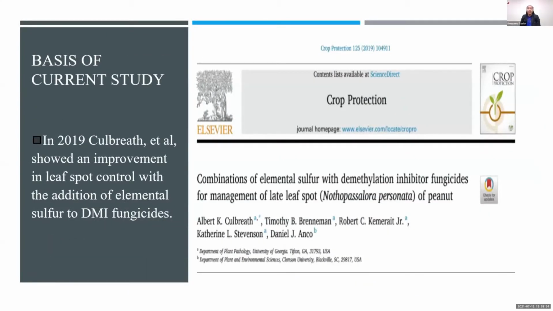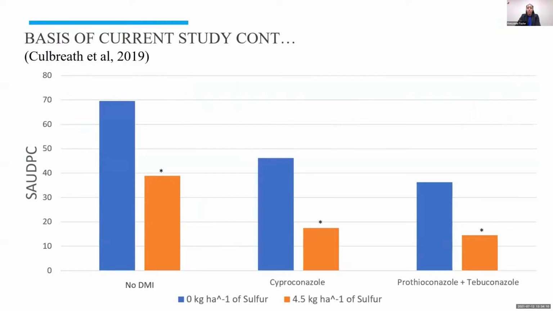Recently, there has been an effect of mixing sulfur with DMI fungicides shown by Colbert et al. in 2019. This paper showed an improvement in late leaf spot control with the addition of elemental sulfur to DMI fungicides. This study was conducted in Tifton, Georgia, again on late leaf spot.